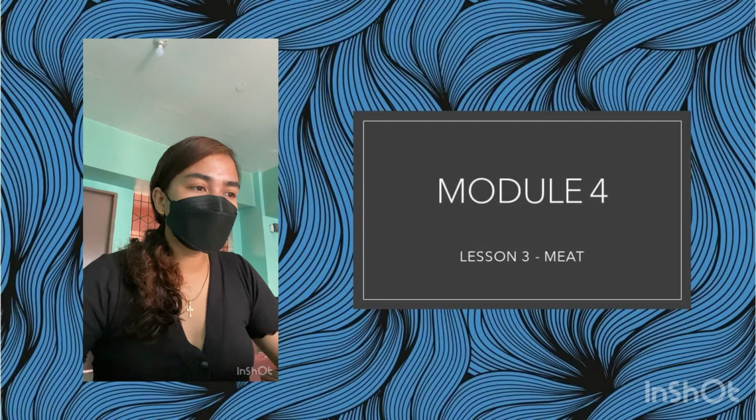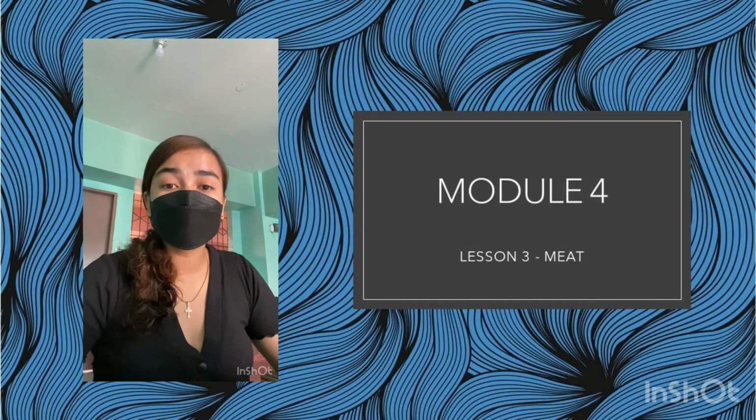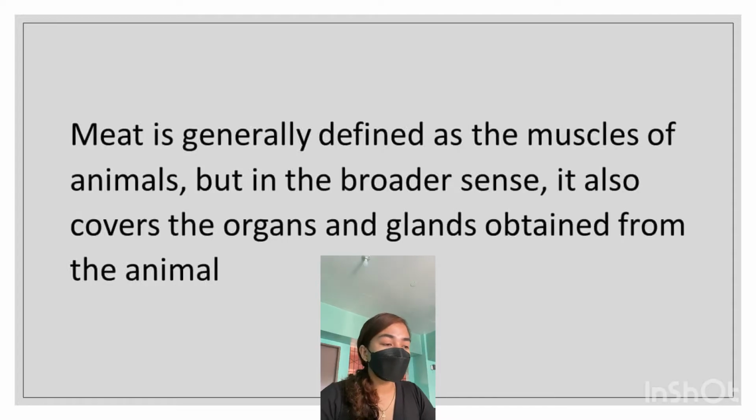Today, I will be discussing your Module 4 in HMP 12, Lesson 3, which is the meat. So here in the Philippines, meat from herbivores of beef cattle, sheep, goat, and swine serves as the most common source of meat and complete protein. Meat from other animals is commonly less eaten.